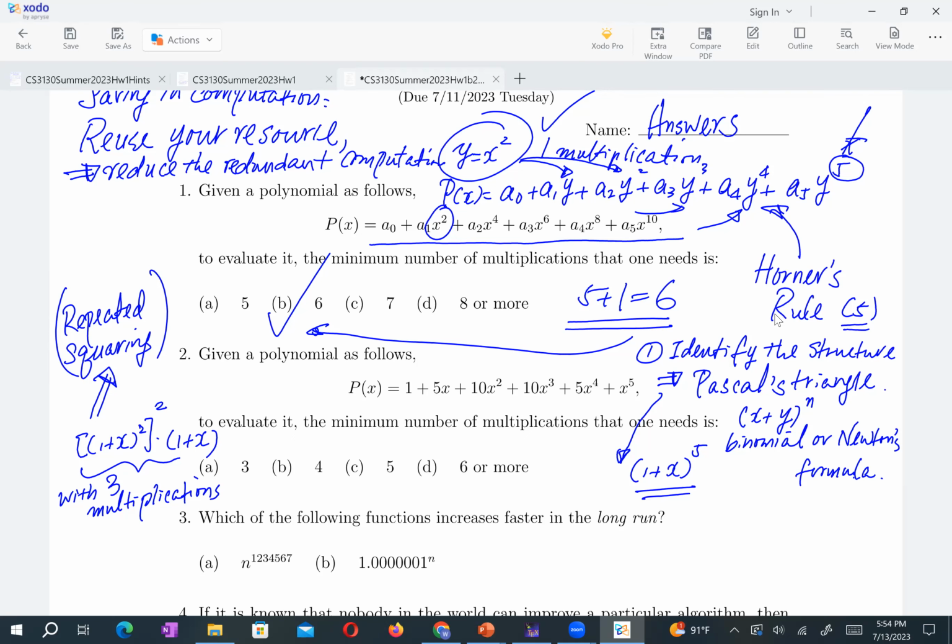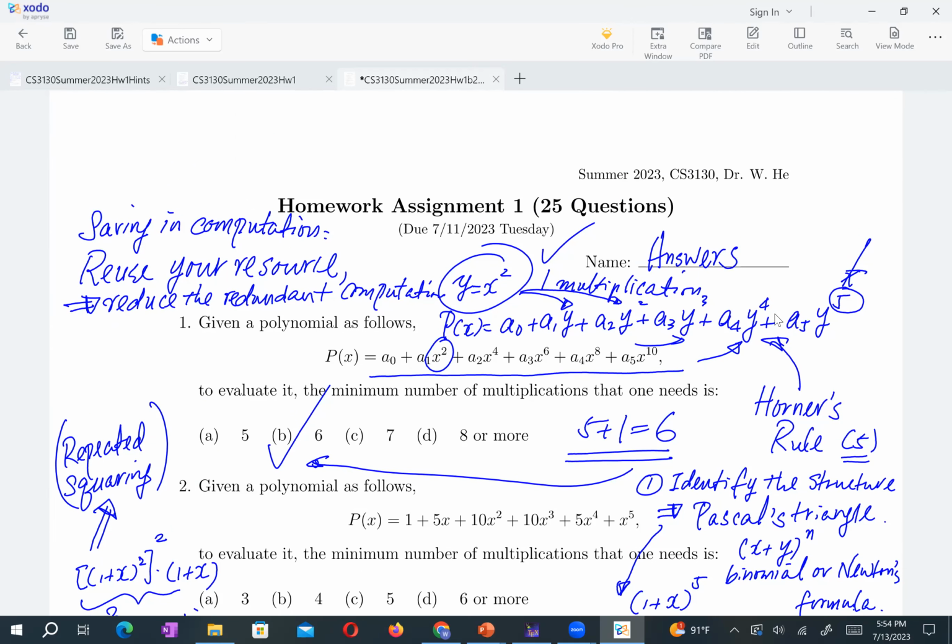And this repeated squaring actually follows our previous idea: reuse your resource. Because after we take the square the first time, the second time we should reuse it. When we do another square, we should reuse that. Reuse it as much as we can.